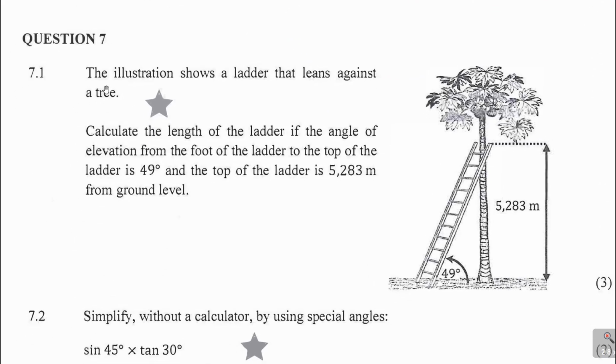Question 7. The illustration shows a ladder that leans against a tree. Calculate the length of the ladder if the angle of elevation from the foot of the ladder to the top of the ladder is this, and the top of the ladder is this. Now this is elevation and depression. So in a way, you are going to come up with a triangle like this. See what you have? You have got this and you have got this. That's what you're having. And then now the question is they want h, the hypotenuse, which is h.